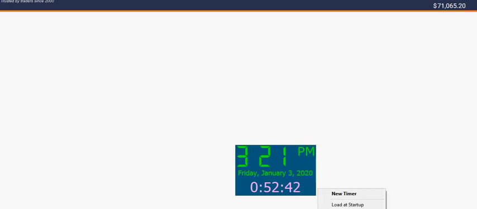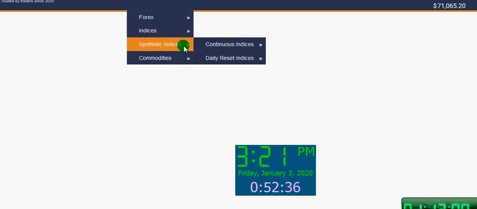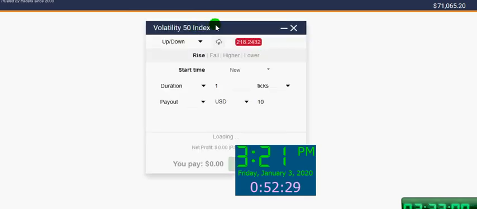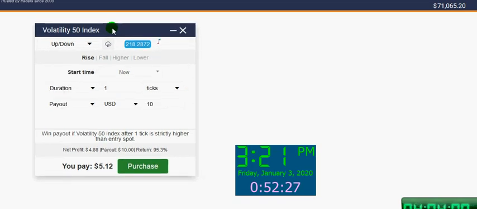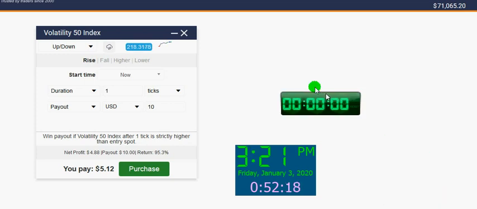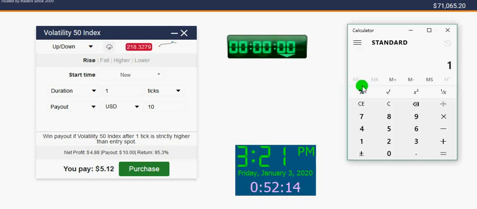I'm going to reopen it again. Okay, so first let's open the trade, volatility 50 index. I'm going to push this right here, then push the timer right here. I've opened another timer. We'll be using a calculator as well. So this is what we are starting with.